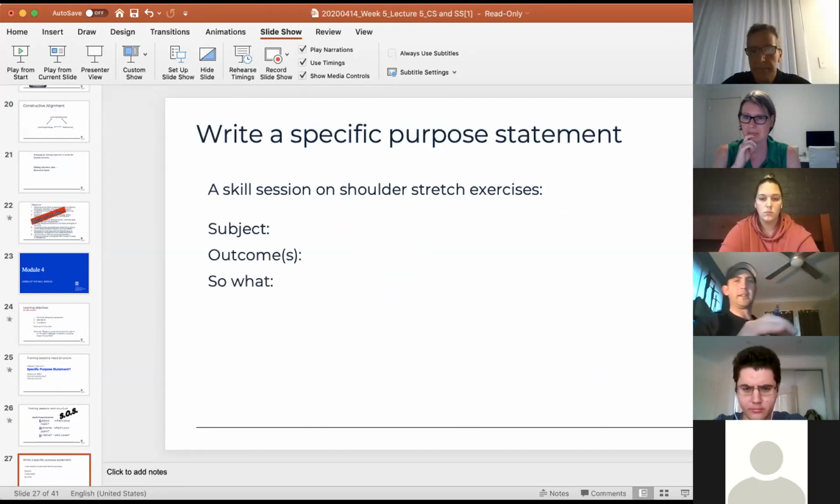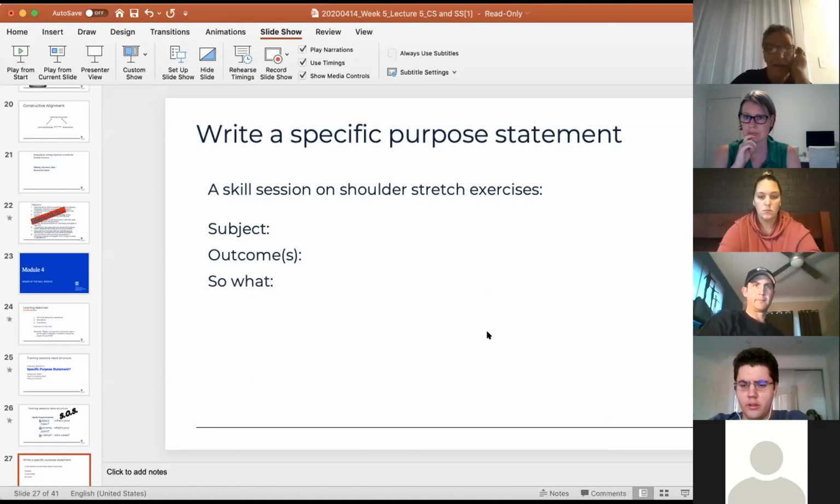Can you just repeat that? I was just taking some notes and missed it. Can you see the screen? A specific purpose statement on a skill session on shoulder stretches. So there should be a subject, an outcome, and a so what.